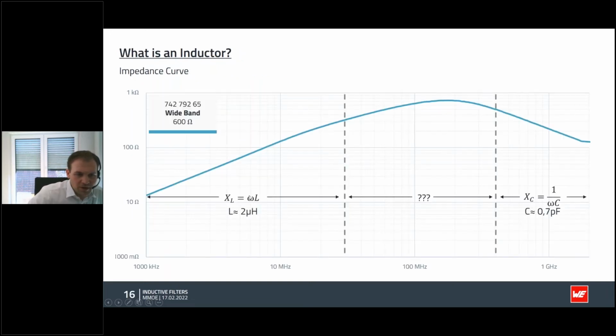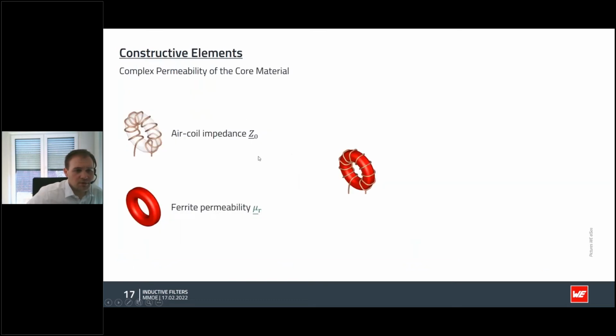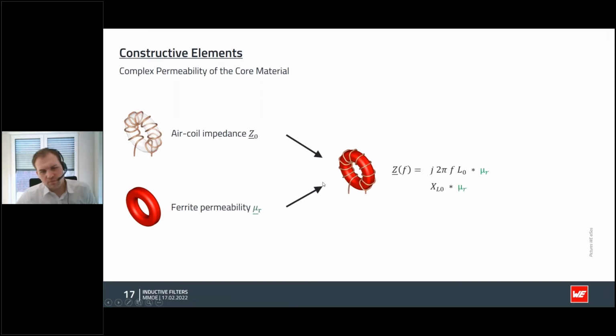Because when we're looking at this formula, XL is omega times L. This is just considering the air coil part impedance of the whole inductor. As soon as we're introducing a ferrite core or any magnetic core to the inductor, we will have to multiply L0, so the basic inductance of this air coil, with the relative permeability of the core. So the reactance of the inductor will be greatly influenced by this relative permeability.